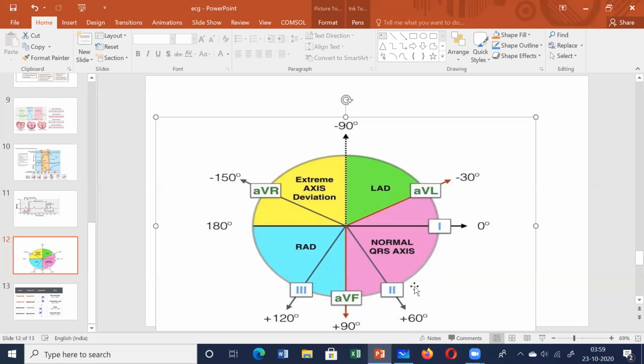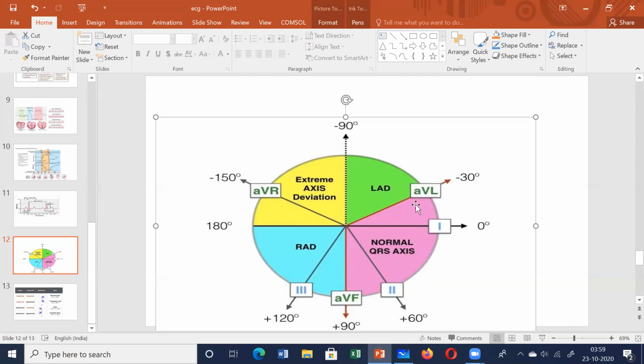Okay, so you can just see in both these cases, we were not taking this AVF into account. Just by taking lead 1 and lead 2: lead 1, lead 2 both positive, normal axis; lead 1 positive, lead 2 negative, this indicates a left axis deviation. Now if the lead 1 is negative, then you look next to the lead AVF.